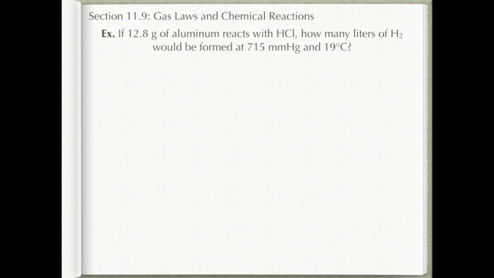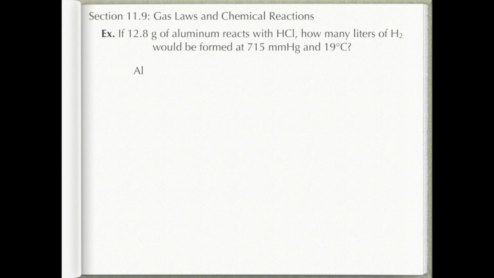But in order to use my ideal gas law, what I'm going to want to do is figure out the moles of H2 and then apply that to my PV equals nRT equation. I have to first figure out the reaction between aluminum and hydrochloric acid and then do the stoichiometry to convert from grams of aluminum into moles of hydrogen gas. So I first have to write out the reaction.